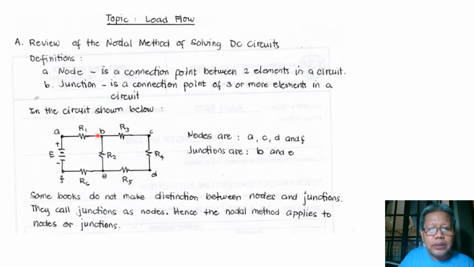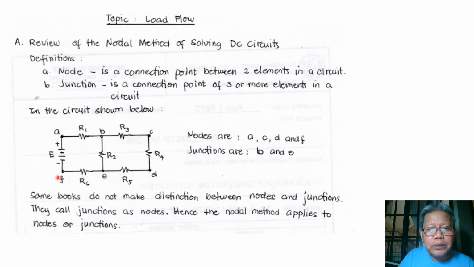Now, in the circuit shown below, the nodes are A, which is a common point of, or the connection point of, the battery and R1. And another node is node C, which is the connection point of R3 and R4. And then another is of course D, the connection point of R4 and R5. And the last is node F, which is the connection point of R6 and the battery.